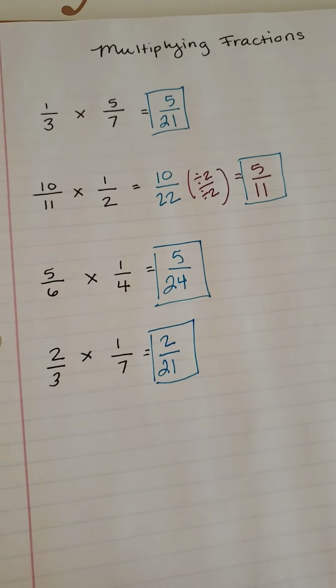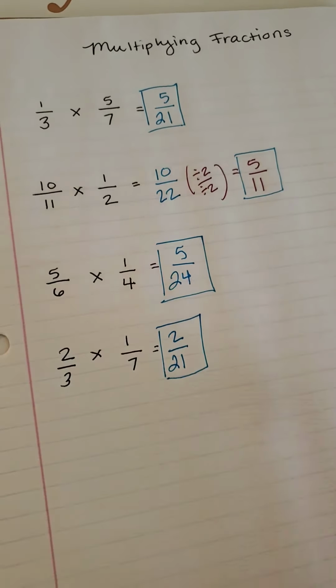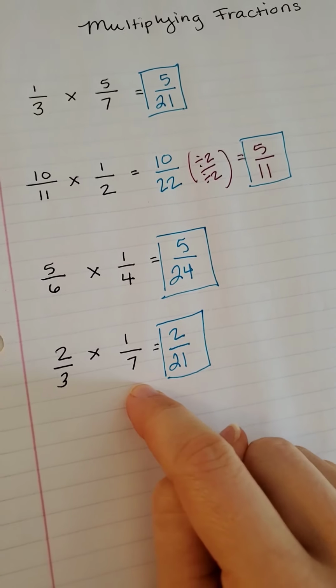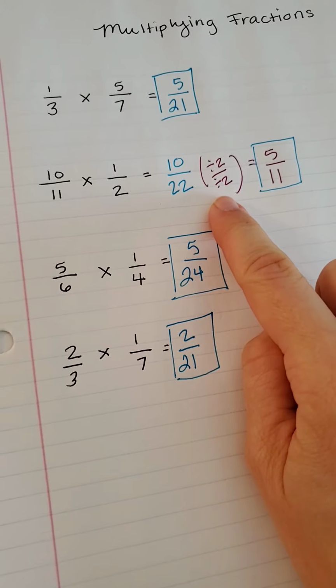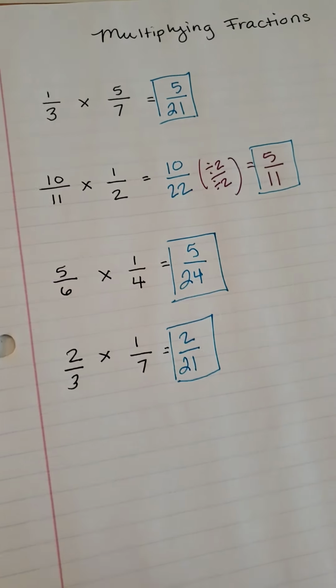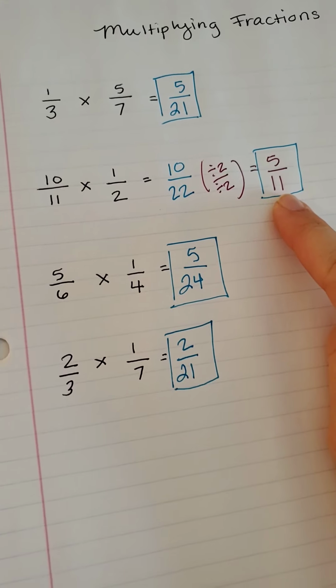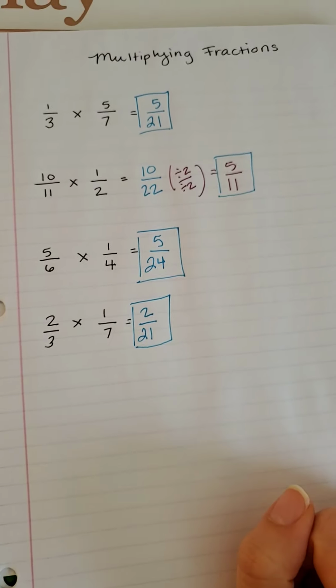When multiplying fractions, remember, it's just a series of steps. You multiply the top number, the numerator, and then you multiply the bottom number, the denominator. And then you find out if you can simplify or if you cannot. And if you can simplify, then you do that until you can't break those numbers down anymore, and then you're done.